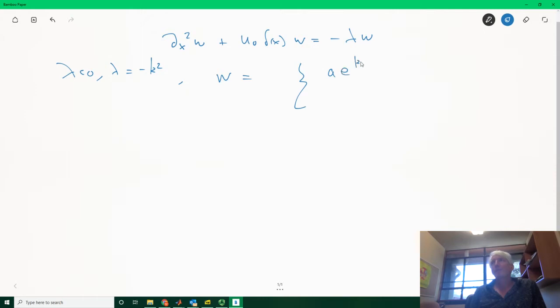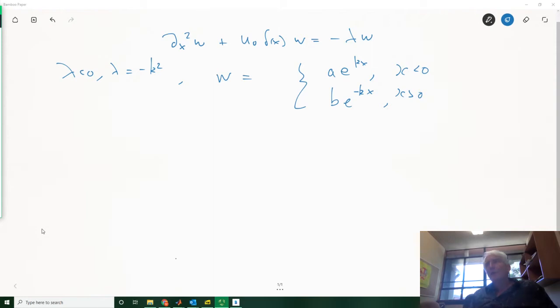And we can only have it bounded, so it can't grow. So we have the positive root when x is less than 0 and the negative root when x is greater than 0. So now we've just got to work out what these coefficients a and b are.